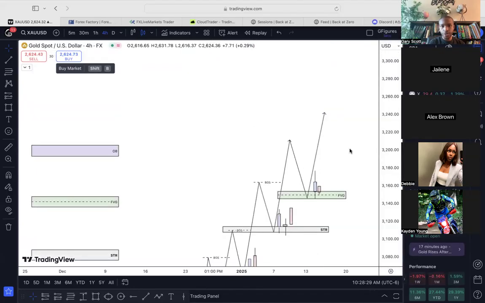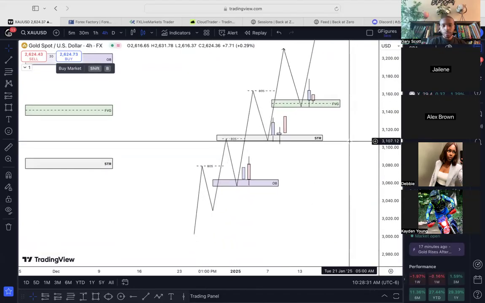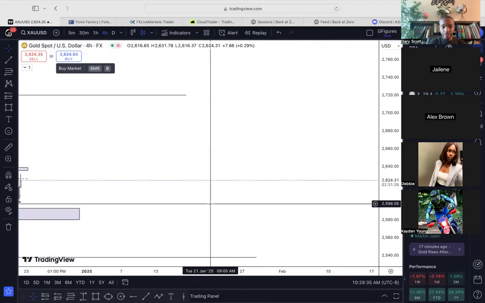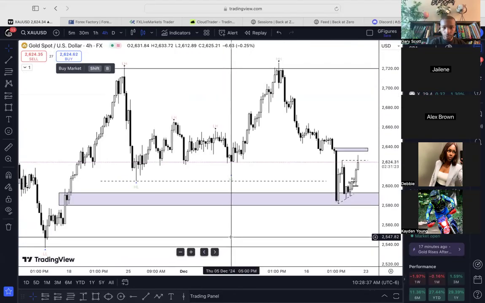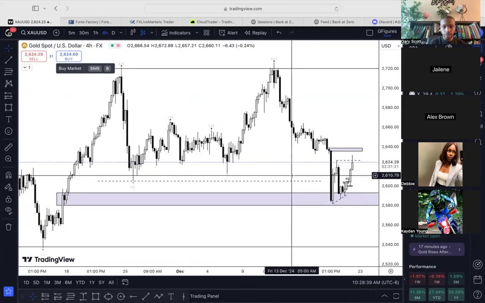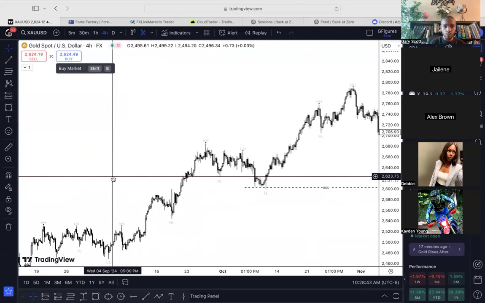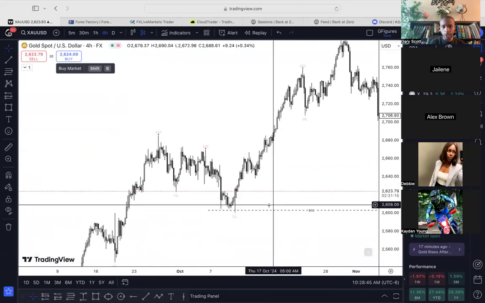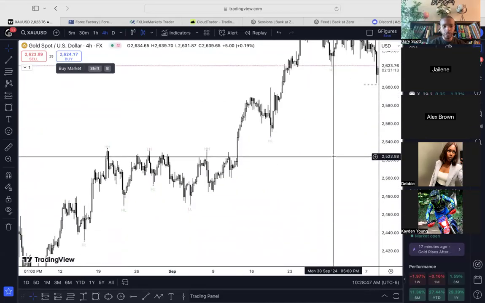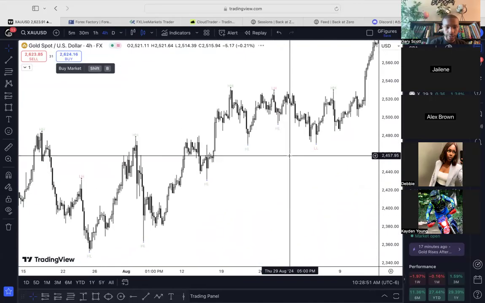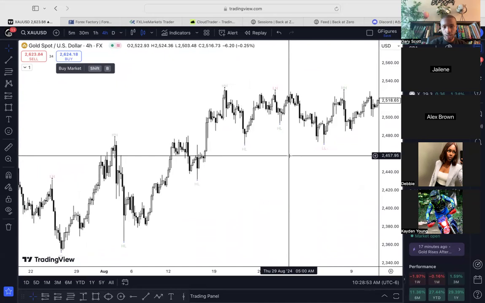Let me invert the screen back. And now what we're going to do is go look at live examples. We're going to look at live examples of how this operates, how it looks, and we're going to do it on gold. Like I said, if you've been on the sessions with me before, gold is my favorite pair. Gold and silver are my top two.